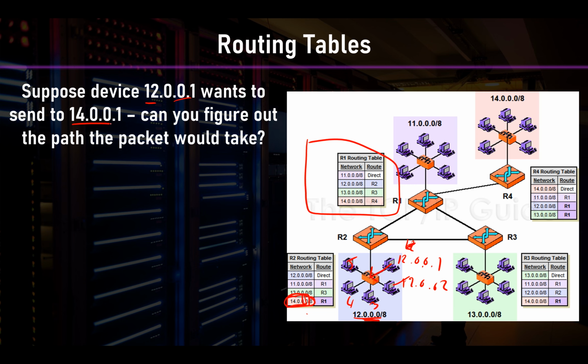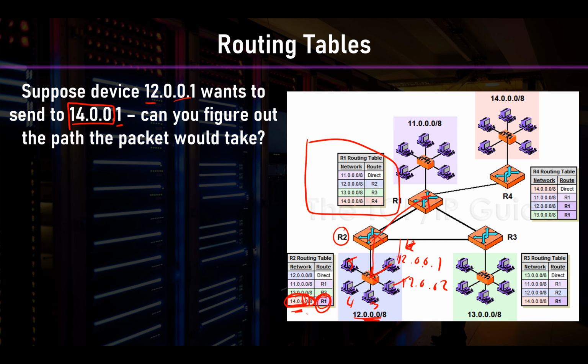So here the network is 14.0.0, and the device is just going to be device 1 on that network. So if the destination IP is in that range, then we want to send it to router 1. But first it's going to go to router 2, because that's the gateway, the router for our network. Then from router 2, based on this, we're sending to router 1.